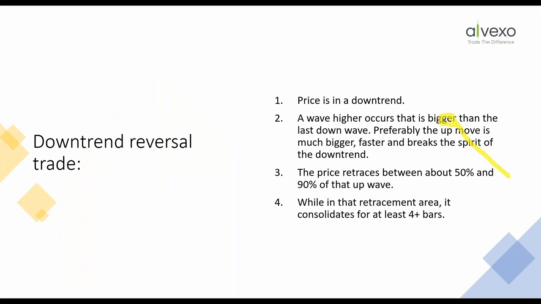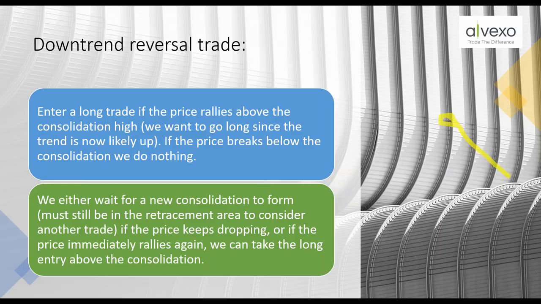So remember, if price is in a downtrend, a wave occurs that is bigger than the last down wave. Preferably, the up move is much bigger, faster, and breaks the spirit of the downtrend. The price retraces between 50 to 90% of that wave. While in the retracement area, it consolidates. That means it doesn't move up or down. It consolidates for at least four bars. You'd enter a long trade if the price rallies above the consolidation high.